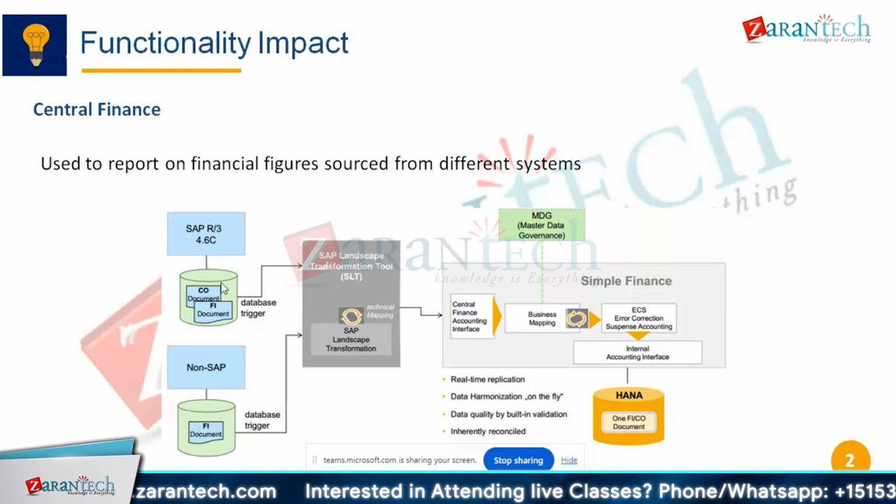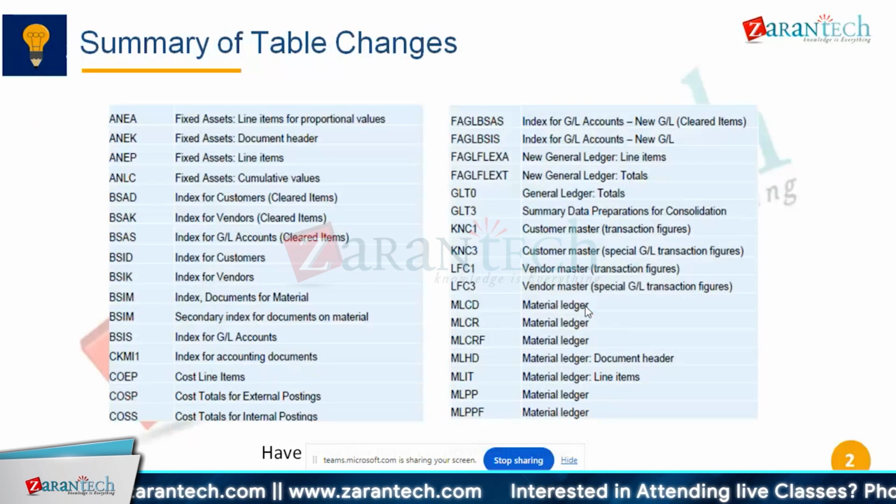So data comes from SAP systems, non-SAP systems, and MDG system into our simple finance system. Real-time replication, data harmonization on the fly, data quality, built-in validation, inherently reconciled. Suppose some data is coming from MDG, where we created some master data, a cost center. Auto reconciliation will happen in the other system as well. So if we have the data at two places, it will not be a duplication of data. Inbuilt validations are there.